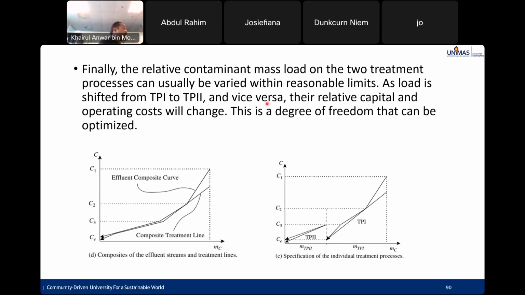And finally, the relative contaminant mass load on the two treatment processes can usually be varied within reasonable limits. As load is shifted from TP1 to TP2, the relative capital and operating cost will change. This degree of flexibility can be optimized. There's no example for multiple treatment.